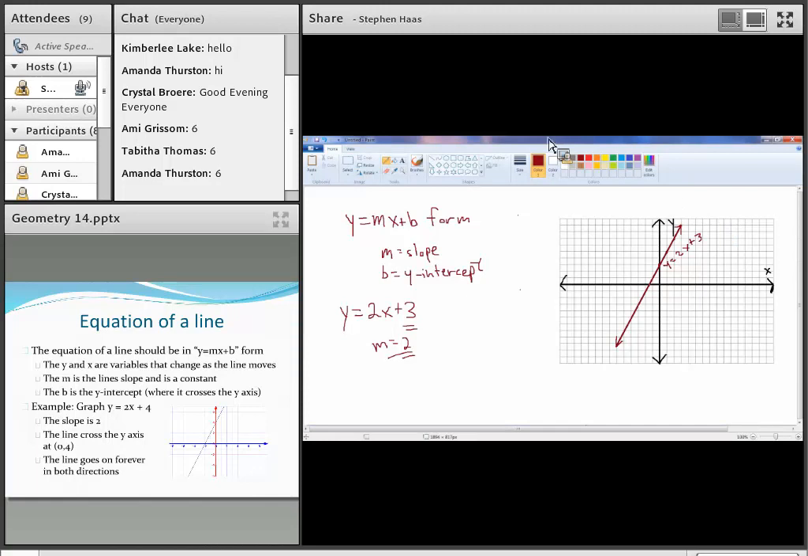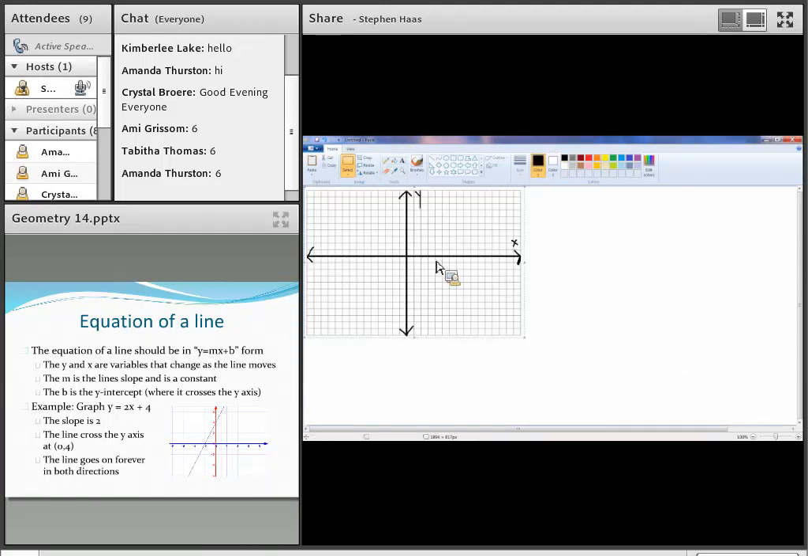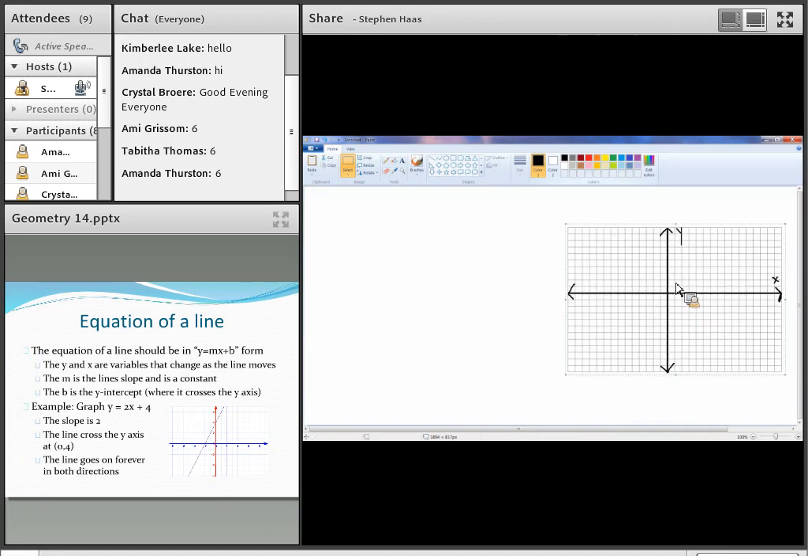Okay, let's try something else. Let's try a slightly different equation. What if I tell you, I want you to graph a line that says 2x plus 4y equals negative 2. Let's just say for argument's sake. Now the problem with this, can you graph this?